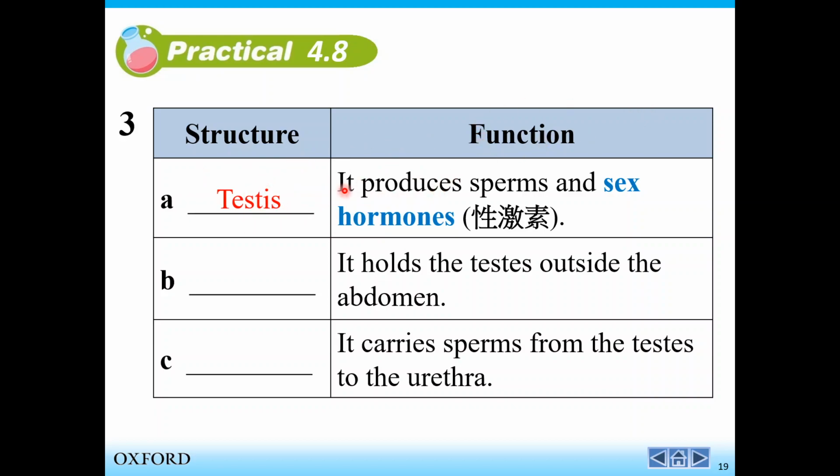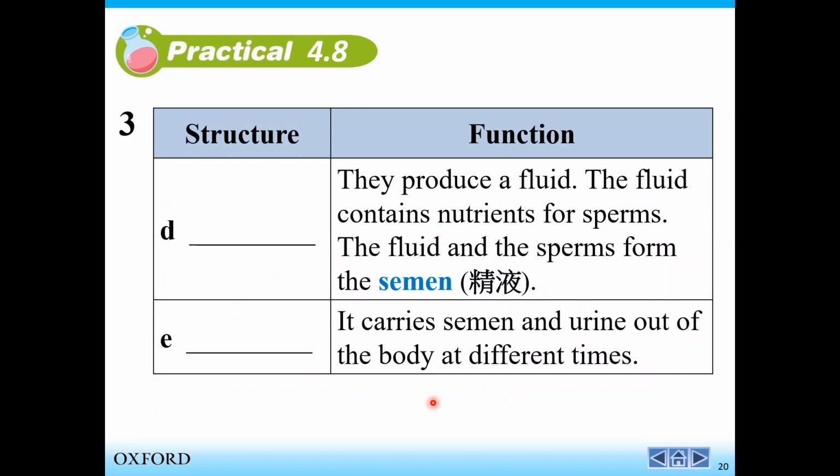So the function of the testis is to produce sperms. The testis produces sperms and sex hormones. And the scrotum holds the testes outside the abdomen. Abdomen means 肚子 in Chinese. The sperm duct carries sperms from the testis to the urethra. The sex glands produce the fluid. The fluid contains nutrients for sperms. The fluid and the sperms form the semen. I repeat, the fluid and the sperms form semen, which means the semen contains fluid and sperms.